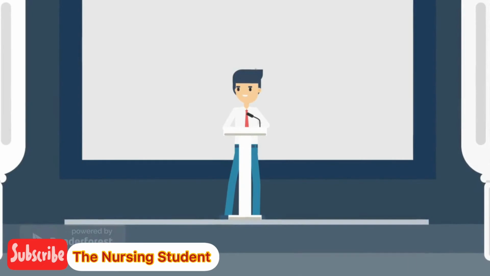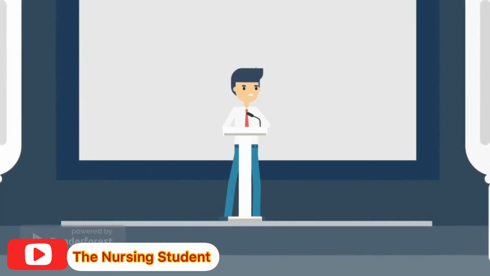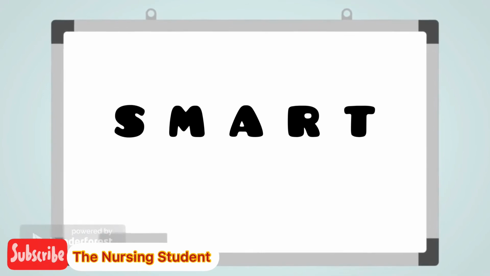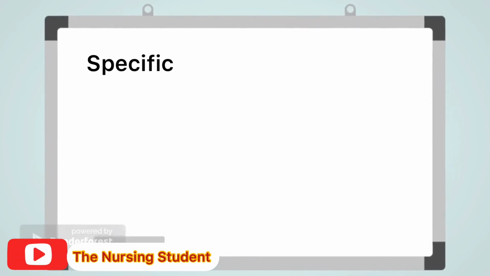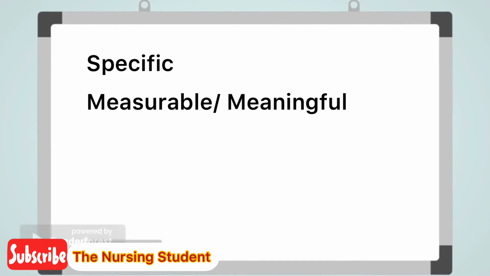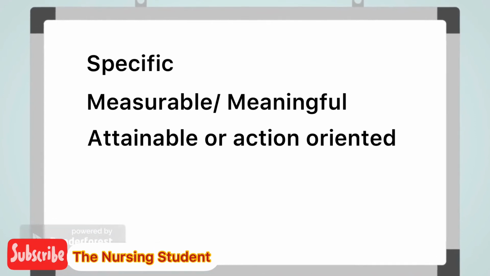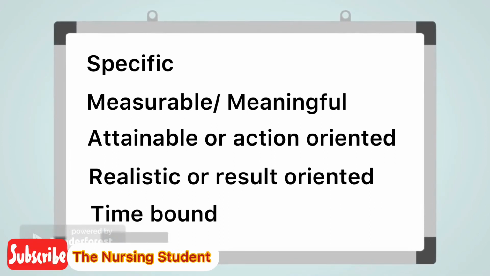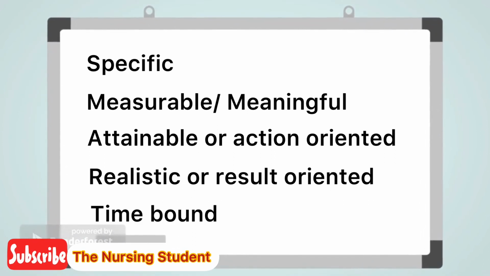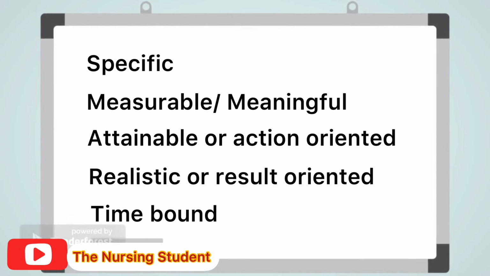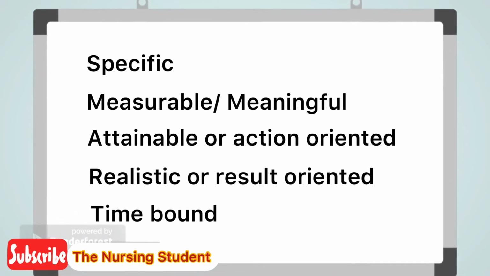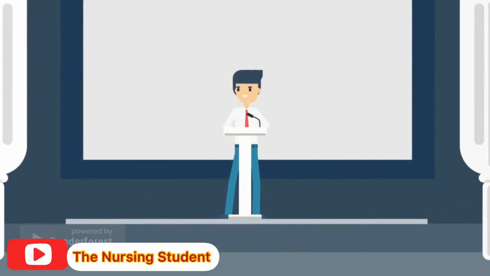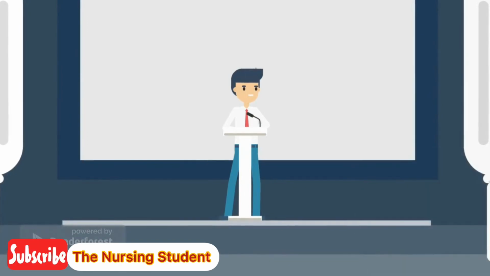So your goals must always follow the SMART method. And what is the SMART method? The SMART method basically deals with your goals being specific, being measurable or meaningful, being attainable or action-oriented, being realistic or results-oriented, and lastly, being time-bound or timely oriented. That is why I said that time is very important in your nursing care plan, because your goals must always follow the SMART rule.